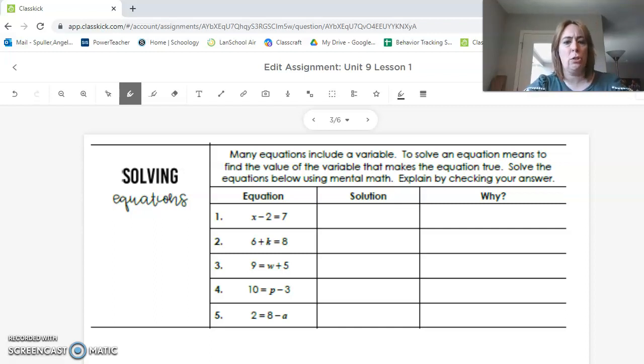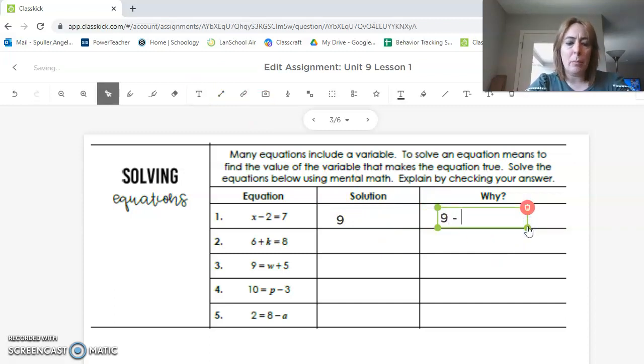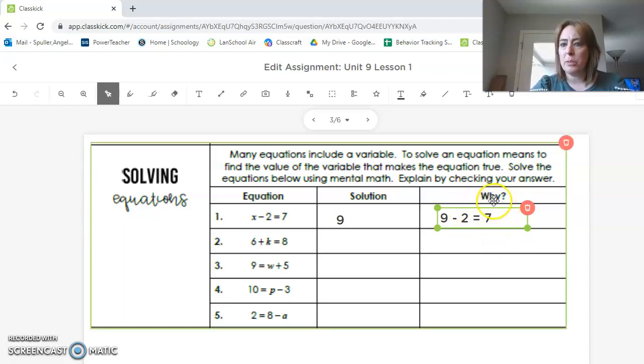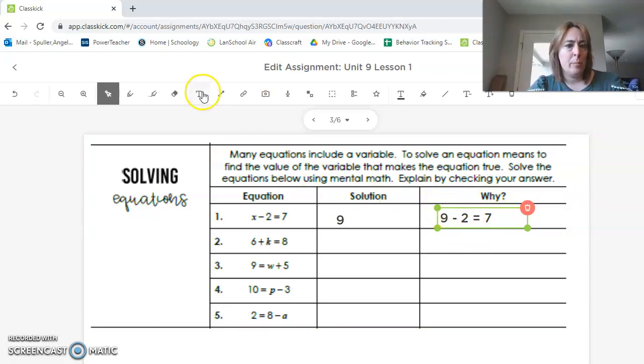X minus 2 equals 7. Well, thinking about it, I know that if I put 9 in place of x, 9 minus 2 equals 7. And I can come over here and I can prove it. Why is that true? Well, let's see. 9 minus 2 equals 7. Both sides are the same, right? I have 7 on the right side of the equal sign, and 9 minus 2 is 7, so this is equal on the left side of the equal sign.